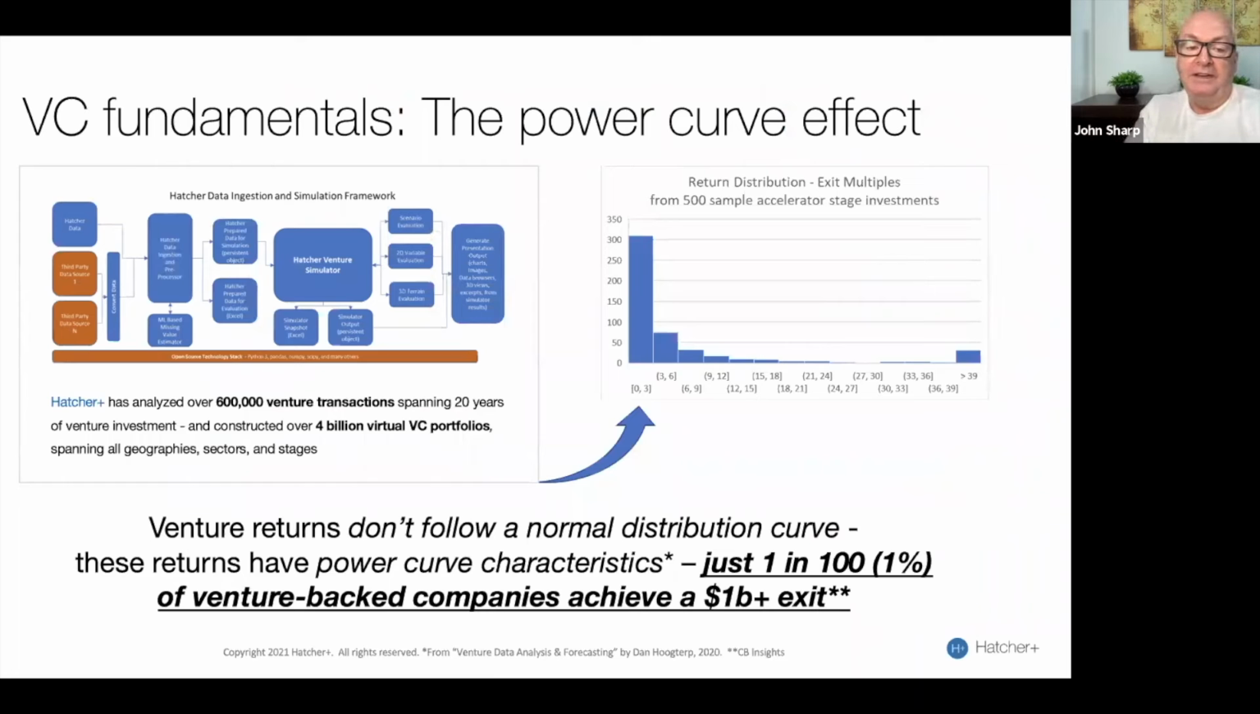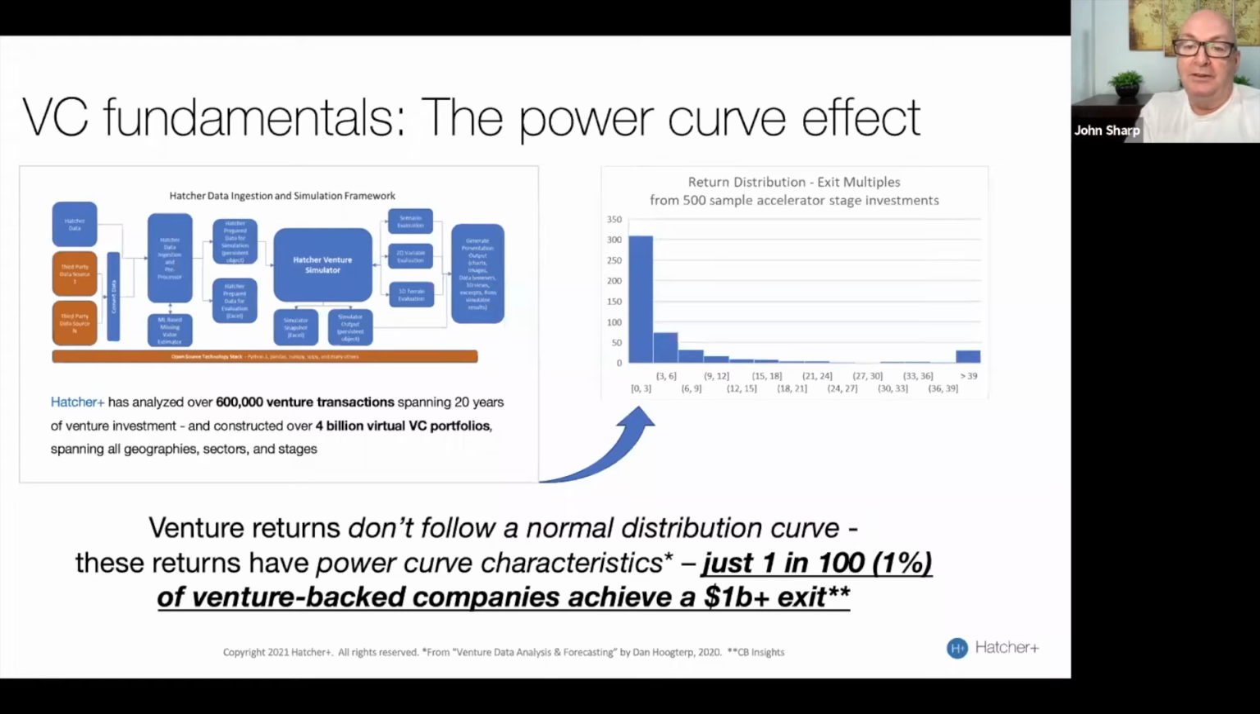So the big difference here is venture returns don't follow a normal distribution curve, right? These returns have power curve characteristics. And what do we mean by power curve characteristic? There's plenty of people on the call here, I think, that know what that means.